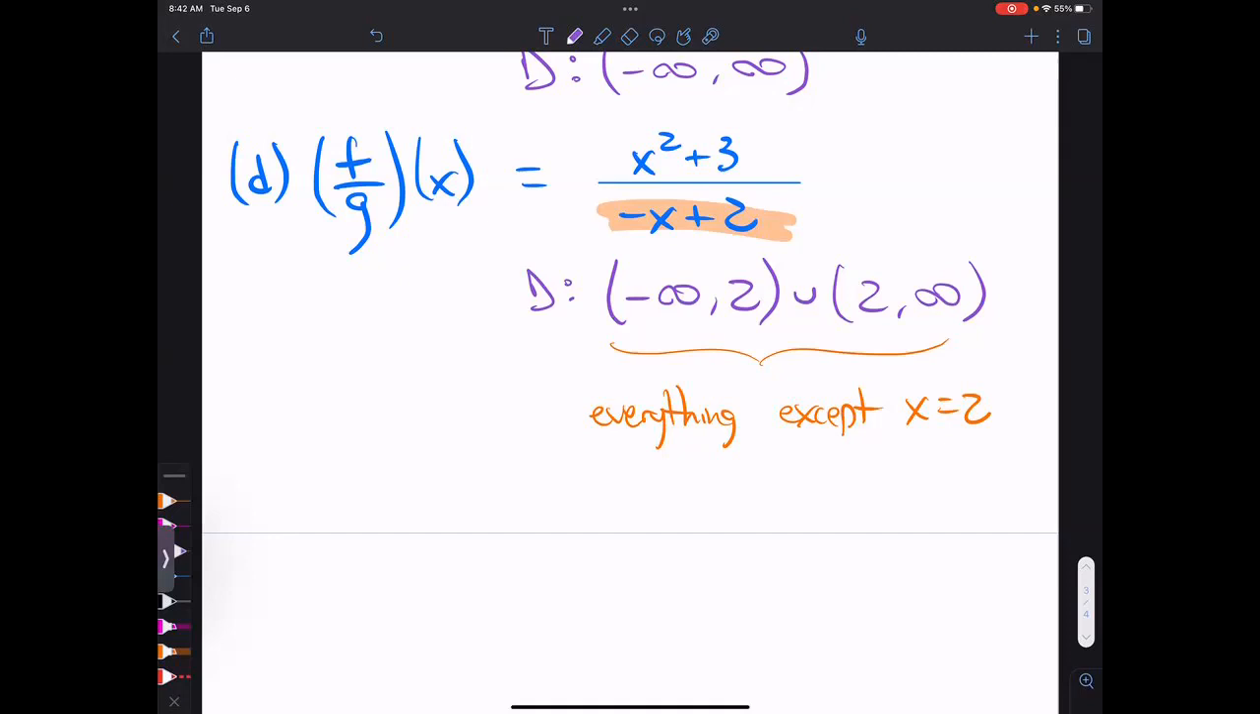This thing is okay if x is 1.999. That's fine because it's not 0 on the bottom. 2 is a problem though. Okay.